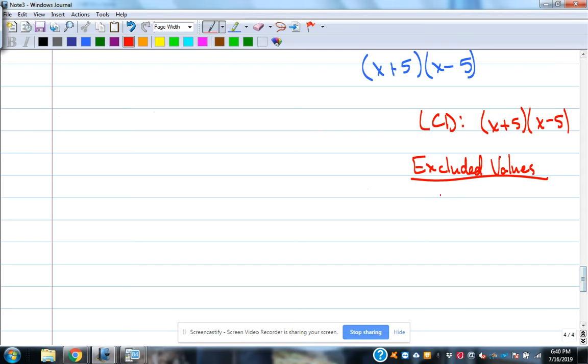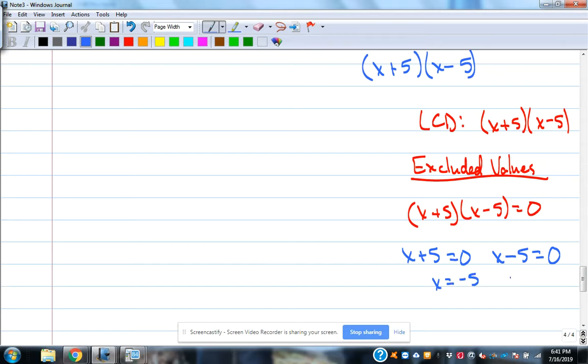By just taking x plus 5, x minus 5 equal to 0. And it's already factored, so we know that we're just going to take x plus 5 equal to 0, x minus 5 equal to 0. And there we get negative 5 and positive 5. Those are the things x cannot be. If we get one of those as a solution to this problem, then we throw it away. So that is what we got to do.